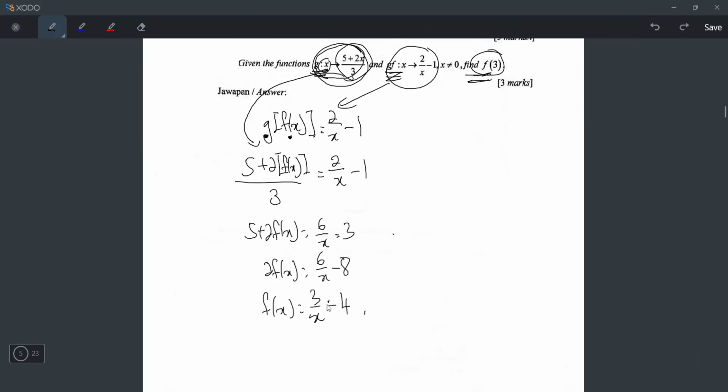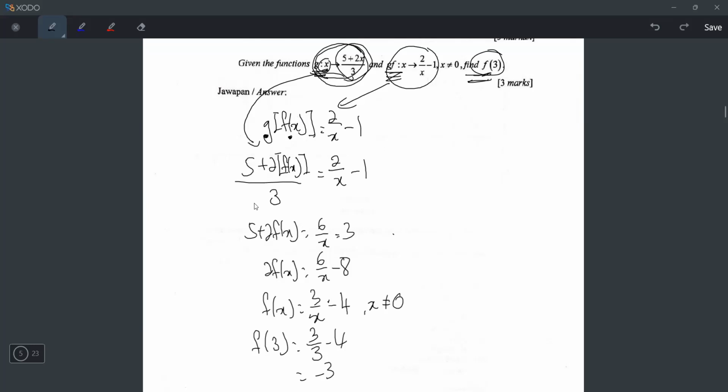And please remember, if you have x under the fraction, you have to write x cannot equal 0, because if x is under the fraction, you have to write the undefined case. So this is the undefined case. But what the question wants is to find f3, right? So now it's very easy. You just replace the x with 3. So 1 minus 4 is negative 3. That's the answer.